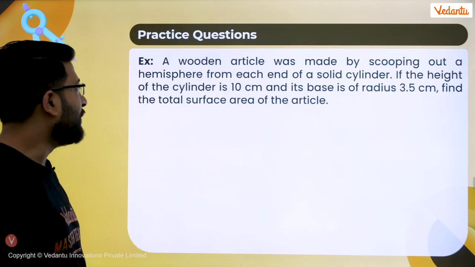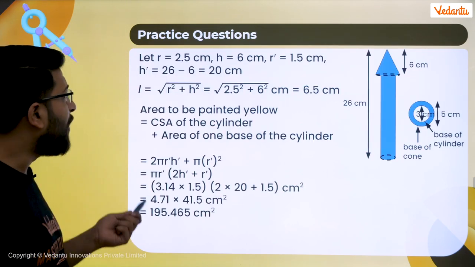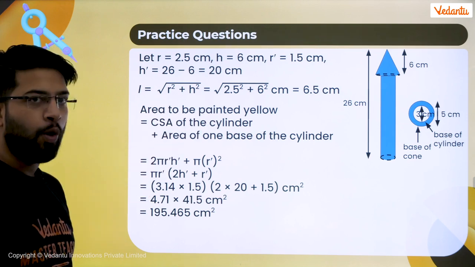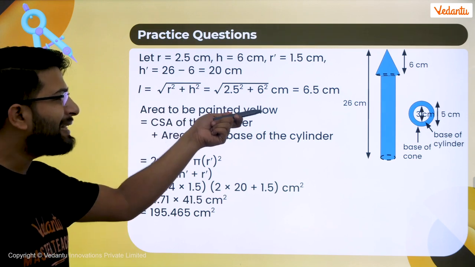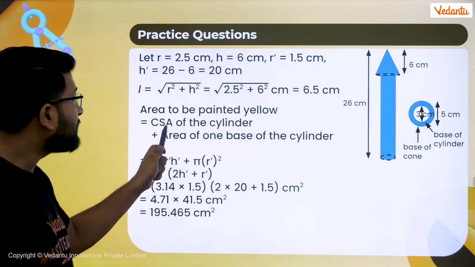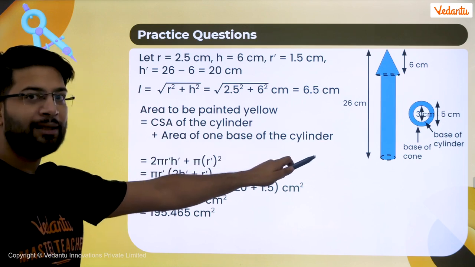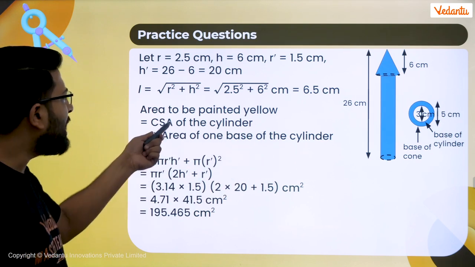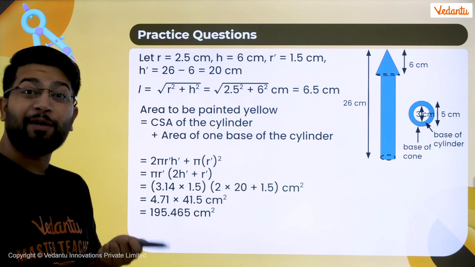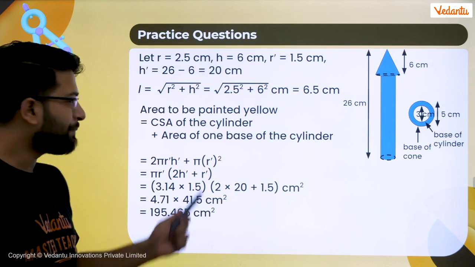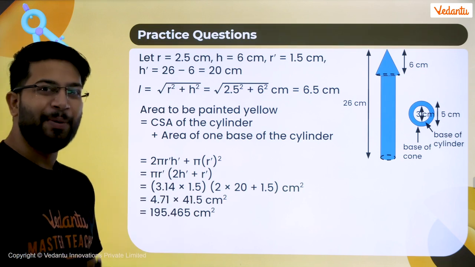Okay, very good. Now, champ, in order to find the area to be painted yellow, we will cover the CSA of the cylinder plus the area of one base only, right? Very simple, 2 pi RH plus pi R square. We know the height of the cylinder, we know the radius of the cylinder. We can get the answer. I hope it is clear.